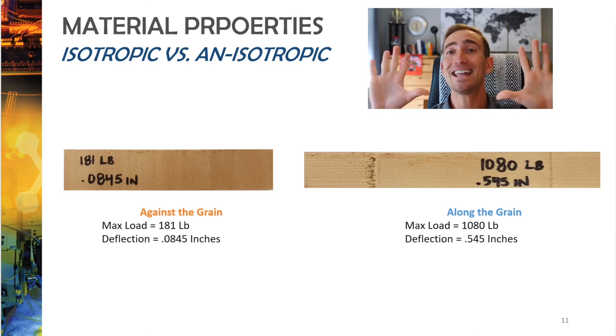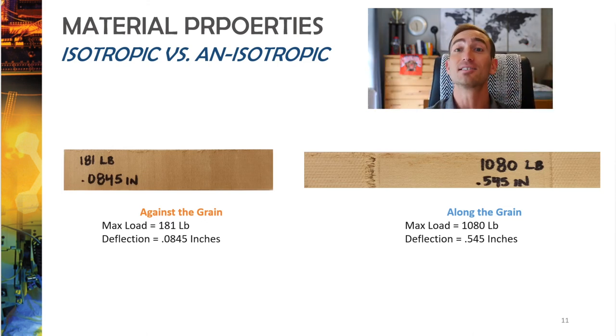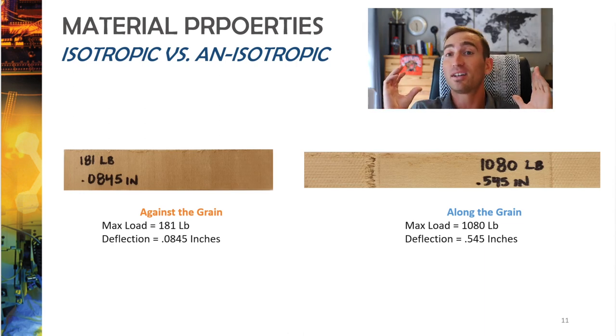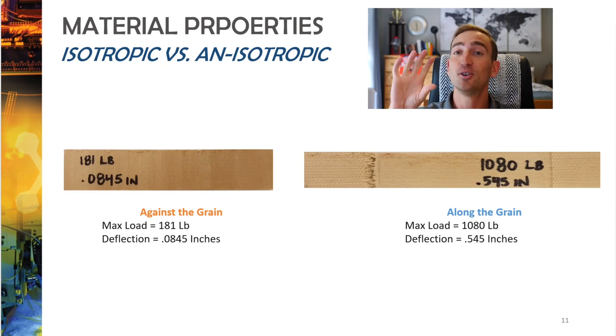So it's about 10 times as strong along the grain as it is against the grain. And this just goes to show you how important it is to understand isotropic versus anisotropic materials. Because you might pick the material that's suitable for your application, but if you don't load it in the right way, or you're not maximizing the strength and effectiveness of your material, you're really going to have a lot of problems.